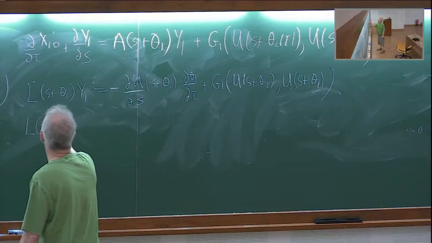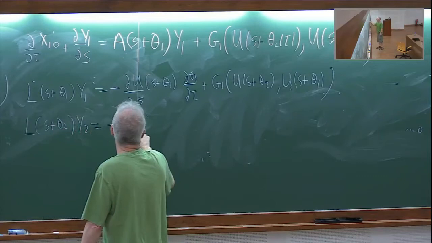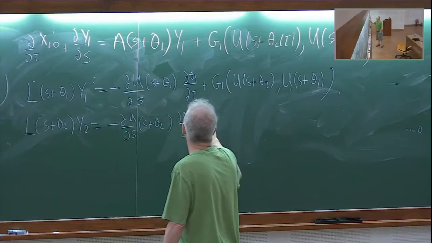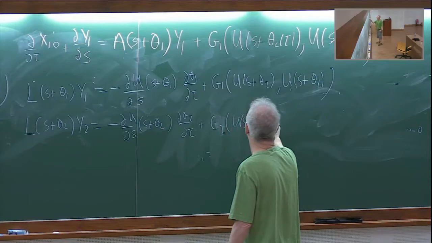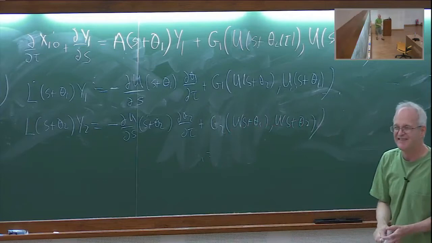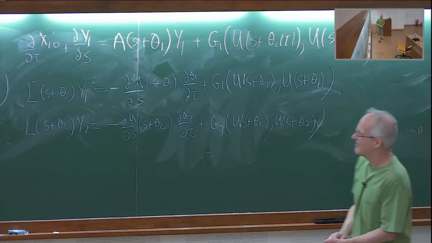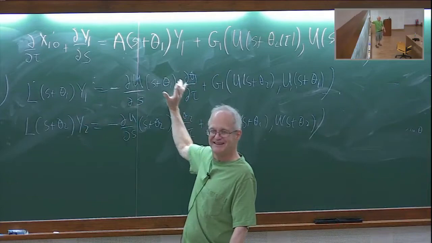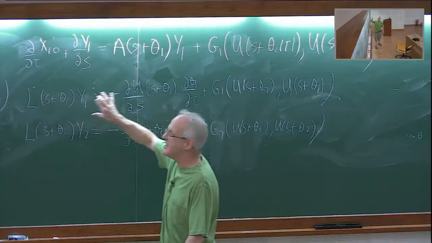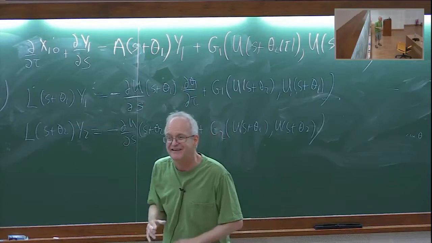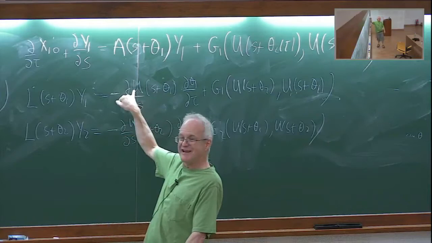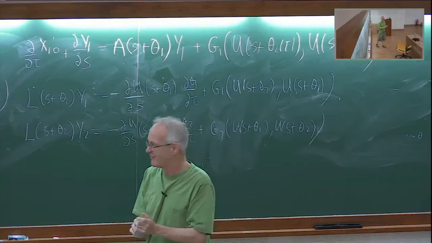Similarly, we get L of s plus theta 2 y2 equals minus du ds of s plus theta 2 d theta 2 d tau plus g2 of u of s plus theta 1, u of s plus theta 2. There we go. Two more equations. Look, this is of the form Ly equals b. So there's no solution to this unless b is orthogonal to z of t. But remember, z dot du ds is 1, because that was one of the normalizations. So we're almost done.